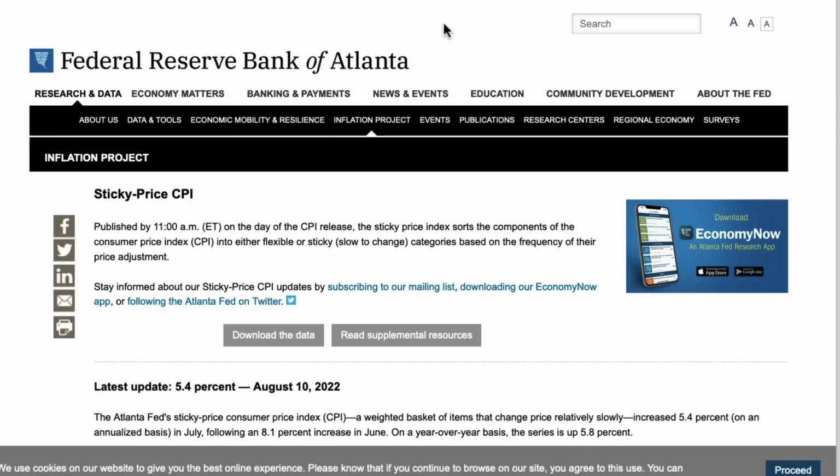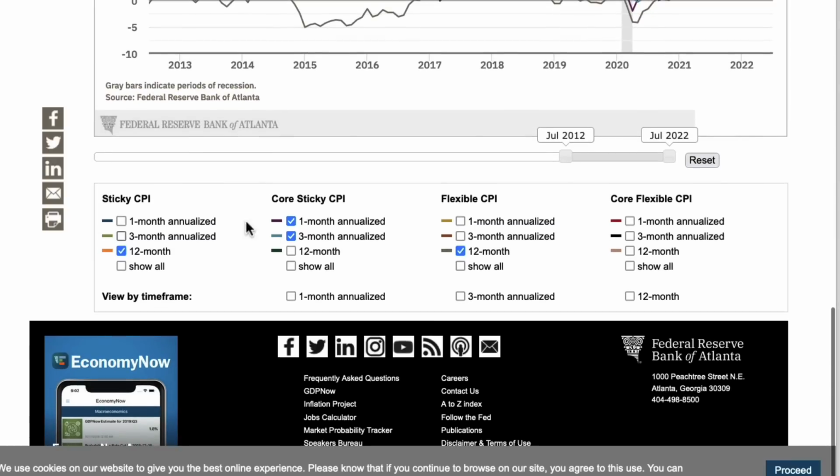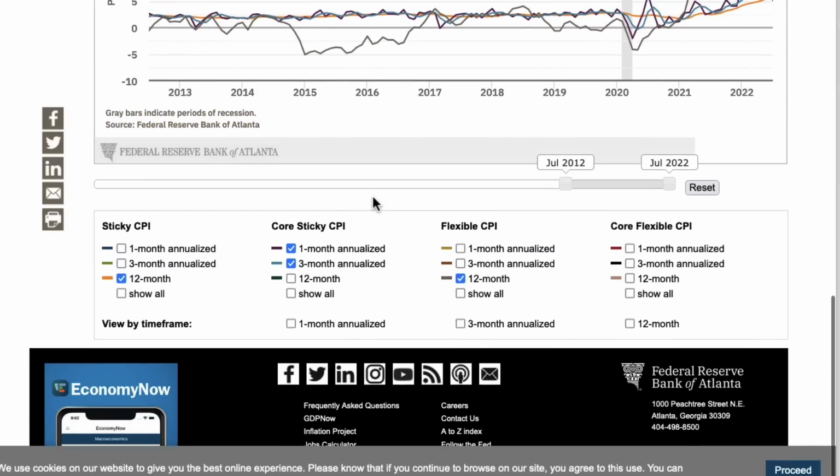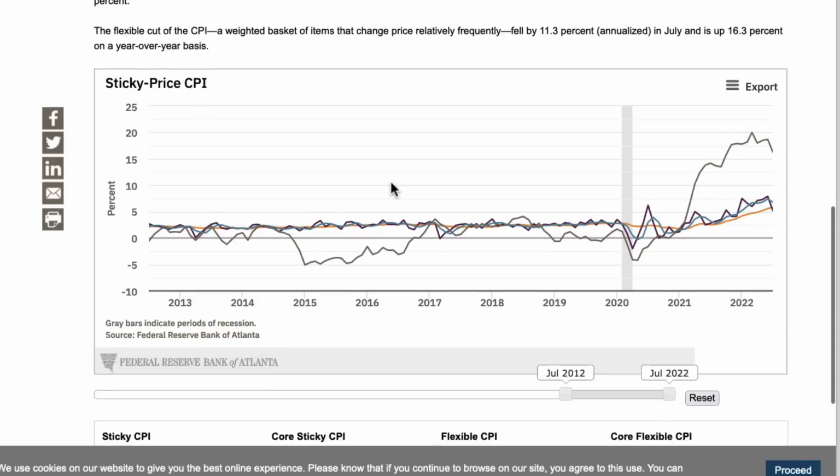Go back to Federal Reserve Bank of Atlanta. Sticky price CPI. This has a really great little chart down here if you're trying to figure out, well, what CPI measure would I use? So if we're thinking about real rates, we're going to use the price index, not the expenditure index. We would deflate personal incomes by the expenditure index, not the price index, but for rates, we would use the price index. Which one would I use?